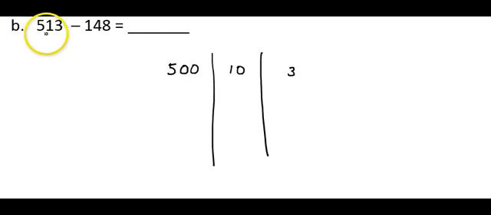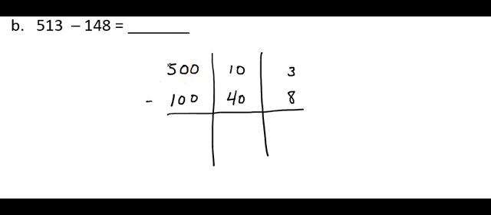I'll use expanded form subtraction to subtract the second problem. We have 513 minus 148. I'm going to show each of my numbers in expanded form. 513 is 500, 10, and 3. So I've taken each digit and I've expanded it to show their value according to their place value. Now I'm going to do the same thing for 148. We have 100, 40, and 8, and we'll show that we're subtracting.